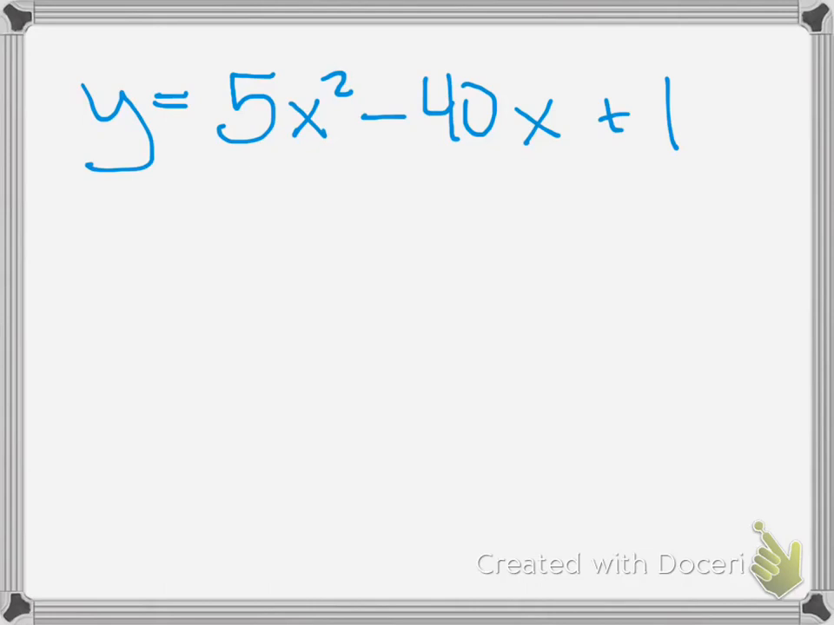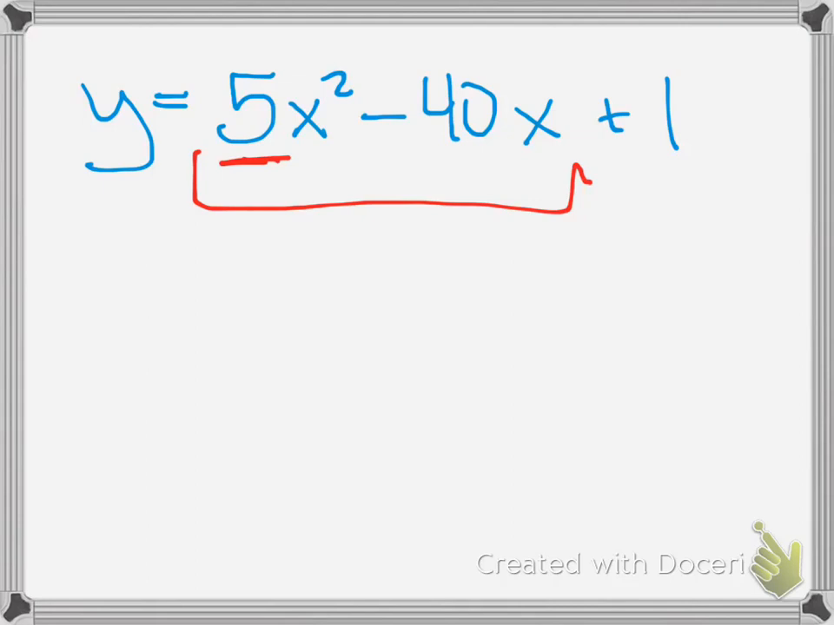The first thing we want to do is recognize when we have a coefficient other than 1 in front of the x squared term. When there is a coefficient other than 1, like there is here with the 5, we're going to want to factor that out of the first two terms here, and then we'll start the process of completing the square.